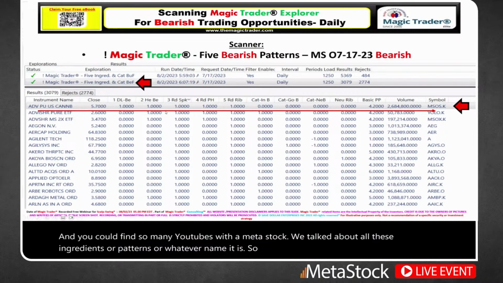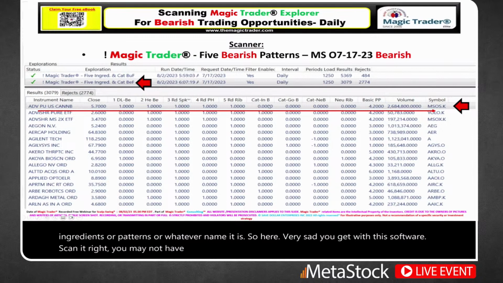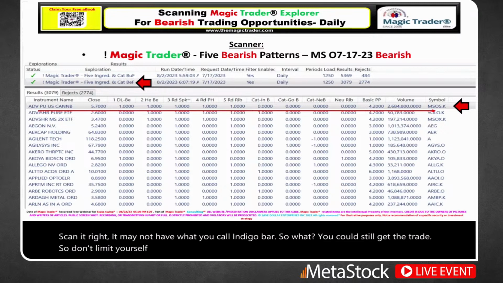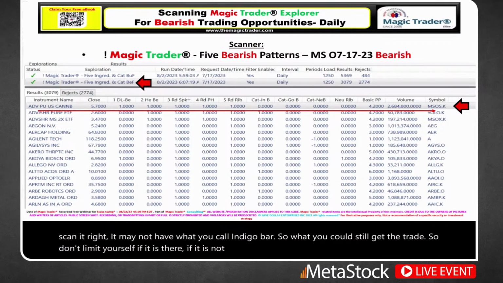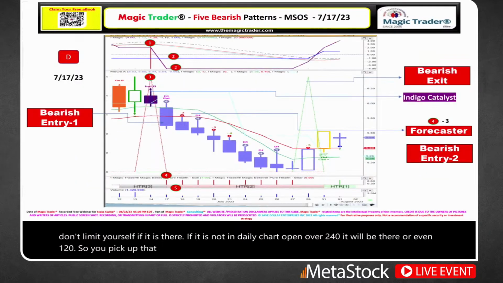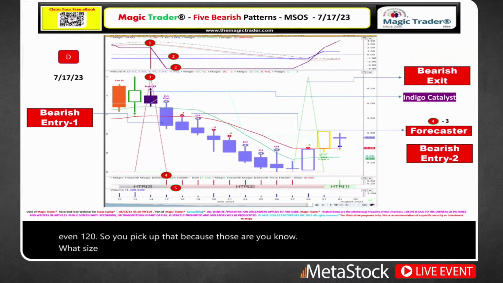So here, bearish side, you get with the software, scan it, right? It may not have what you call an indigo bar. So what? You could still get the trade. So don't limit yourself. If it is not there in the daily chart, open up at 240, it will be there, or even 120. So you pick up that because those are good size, 3 hours steady flow or 4 hours. It tells you the story that something is changing earlier than daily.